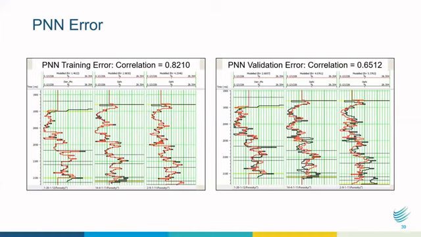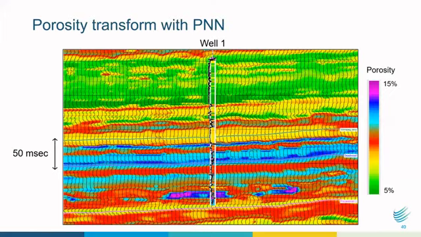And black lines here, all these black lines, are original logs, and red lines are predicted logs, prediction results. So we had a very high correlation coefficient here, and on the right is PNN validation error, and the correlation here is 0.65. So basically, validation error is, let's say, a more realistic way to judge the accuracy of a method than the training error.